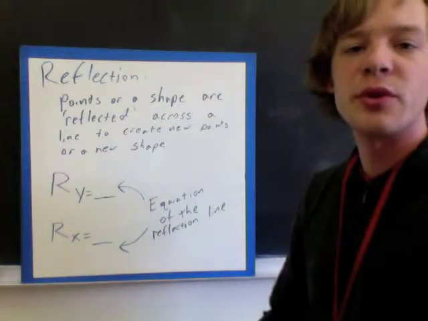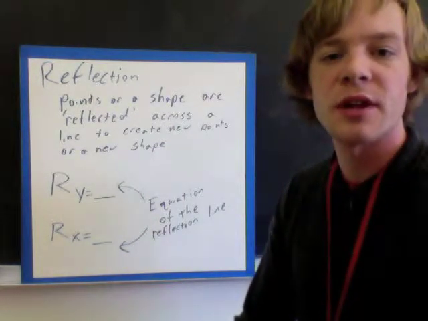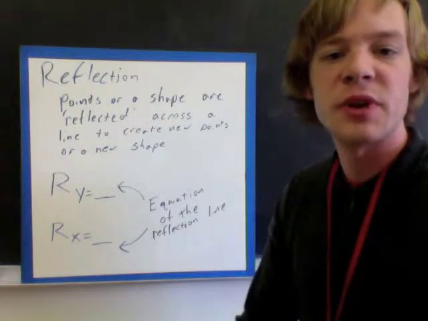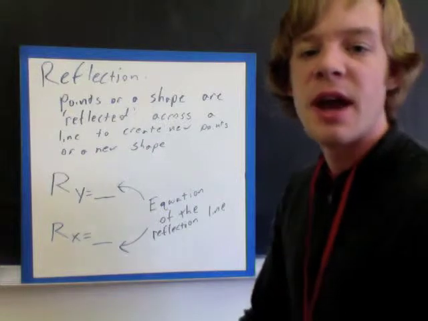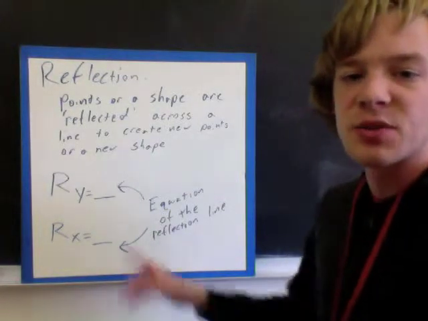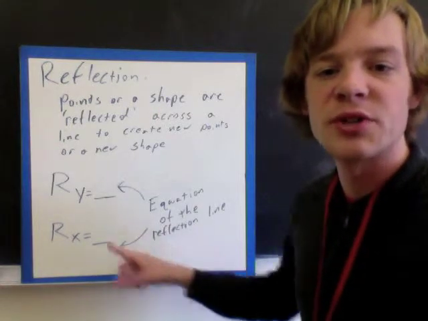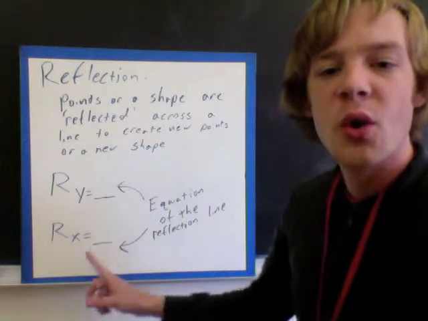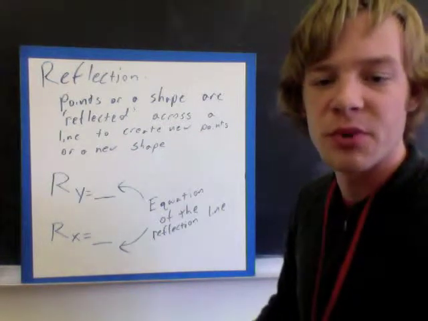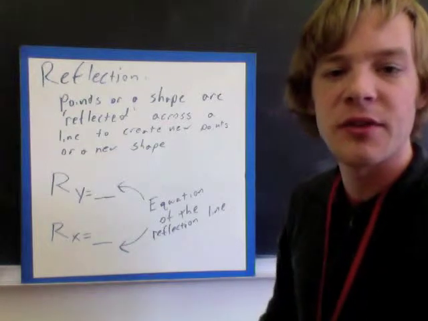Alright, when we are doing a reflection, points or a shape are reflected across a line to create a new shape, or obviously new points if we're working with points. The way that we write this out is we have a big R standing for reflection, and then we have an equation of the reflection line down here. So we either have y equals some number, or we have x equals some number. There's one exception to this, which I'll talk about on the next slide.